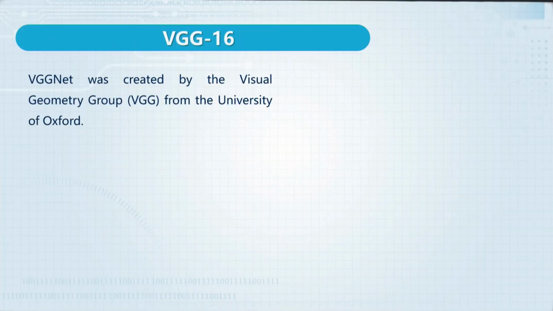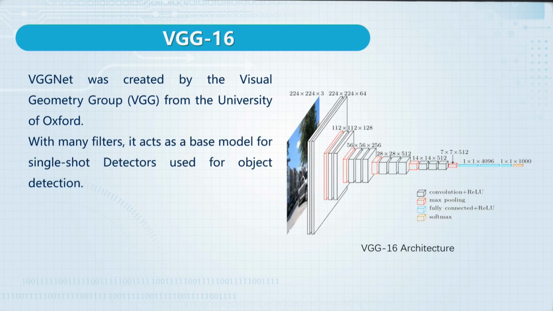VGGNet was created by the Visual Geometry Group from the University of Oxford. It was the runner-up in the ImageNet 2014 challenge. It is mostly used as a feature extraction algorithm. With many filters, it acts as a base model for single-shot detectors used for object detection.